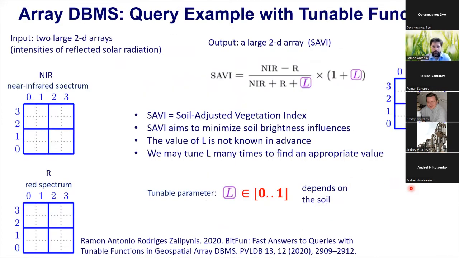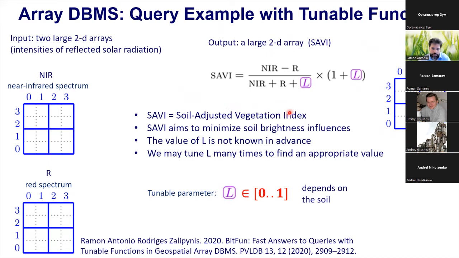So let's look at a query example with a tunable function. As you can see, in both examples, we discuss dense arrays, and we have very interesting solutions for novel types of queries or existing queries, but which are optimized. As input here for a query with a tunable function, we take two large 2D arrays storing intensities of reflected solar radiation, near infrared spectrum and R-red spectrum. As output, we get a large 2D array, soil-adjusted vegetation index, which aims to minimize soil brightness influences.